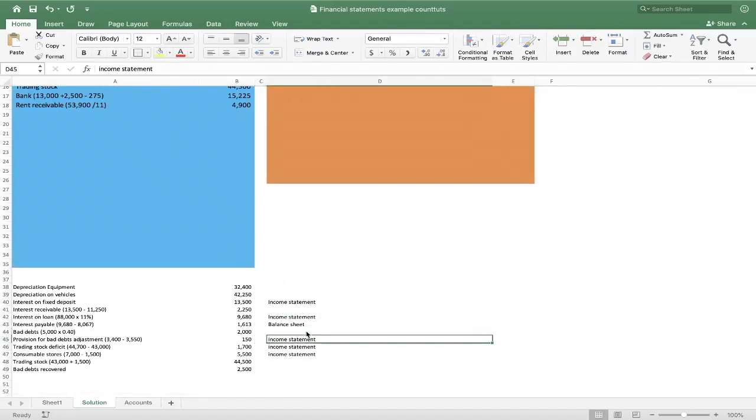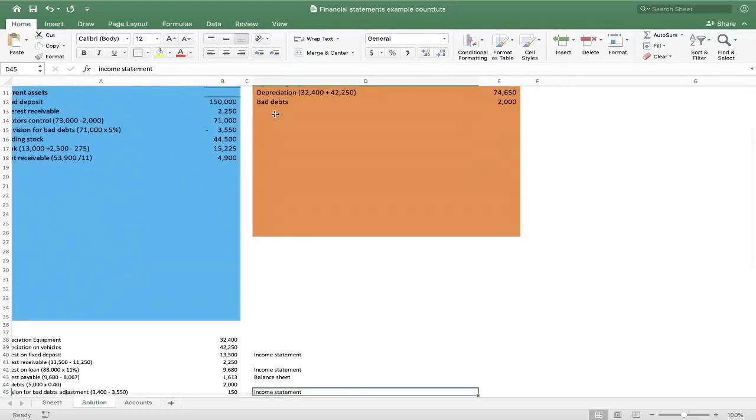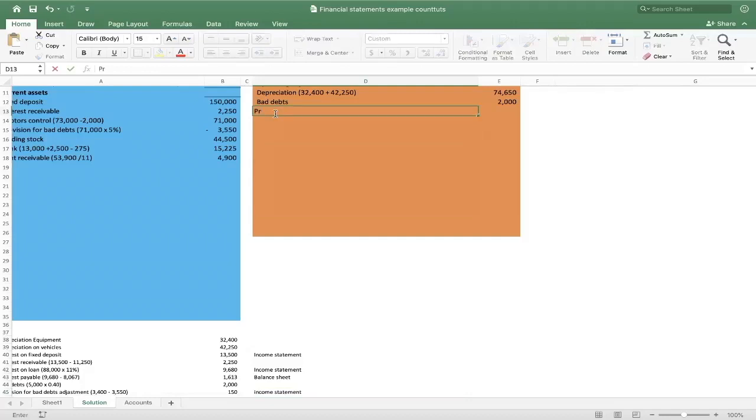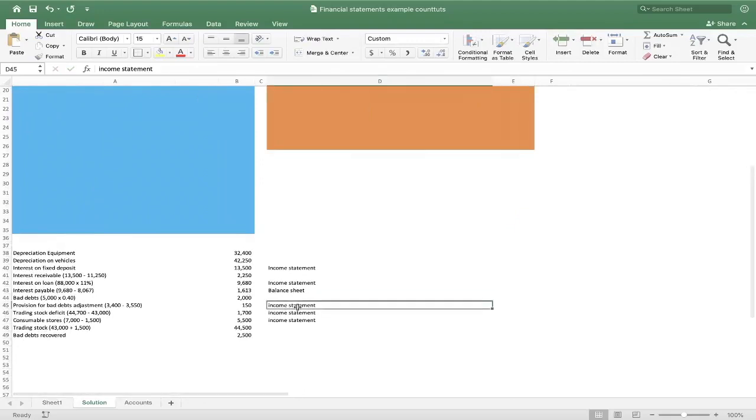Provision for bad debt adjustment. Okay, remember that one as well. Provision for bad debts had gone up from the previous year, so it goes under operating expenses. If it had gone down, it should have gone under other operating income. Okay, and the amount is 150. And then we go and remove this label, written income statement.